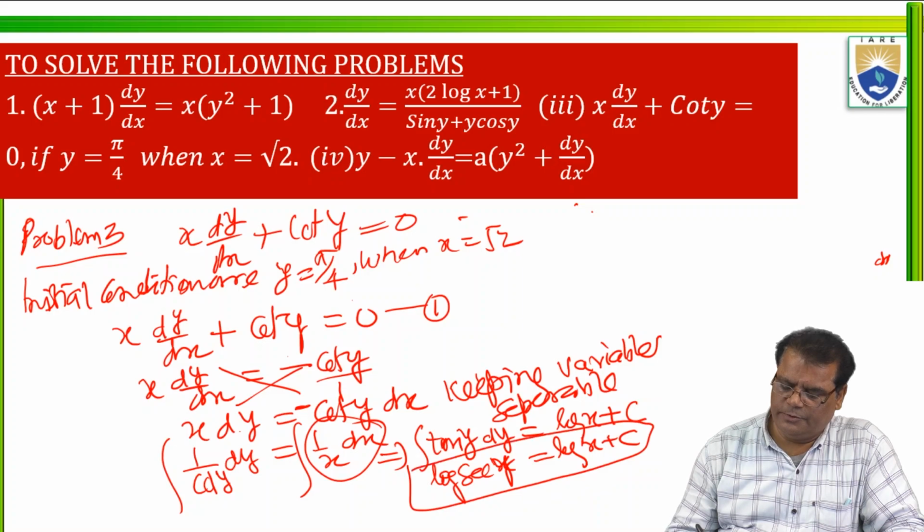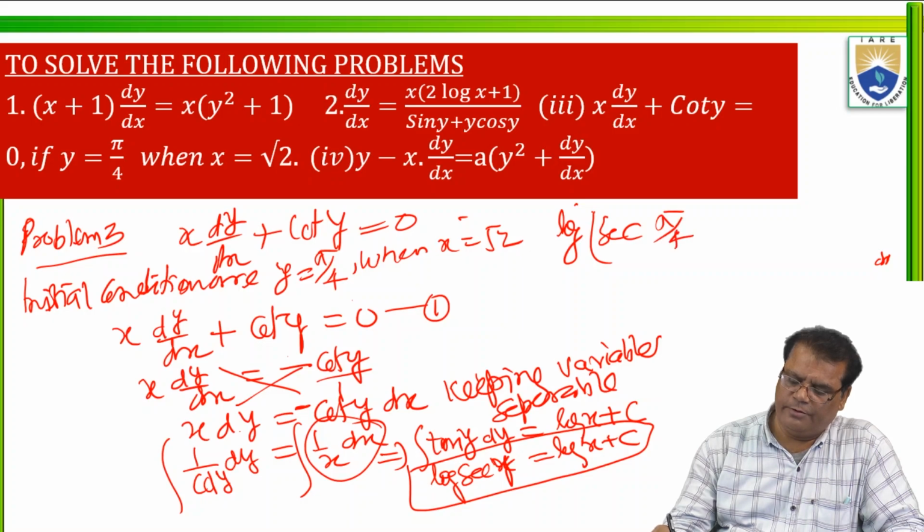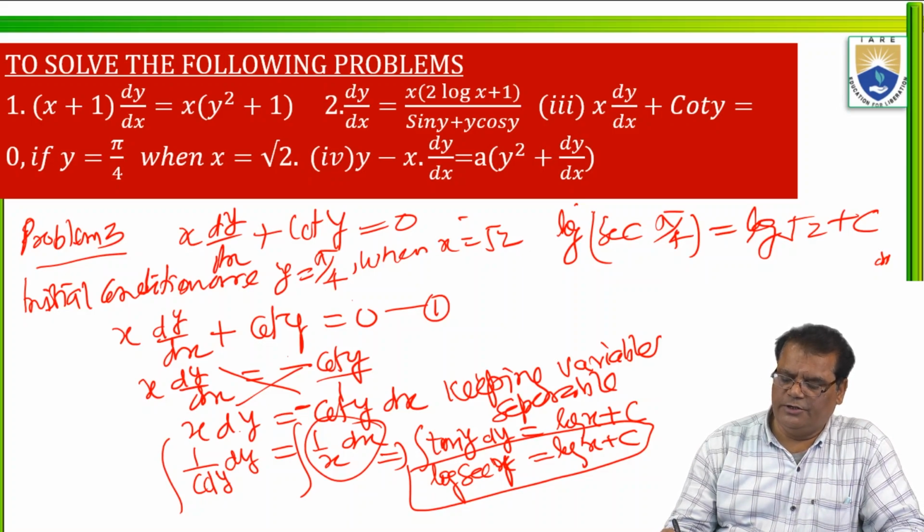This is the solution. Now apply the initial condition, putting y equal to pi by 4. So log sec y, with y equal to pi by 4, gives sec pi by 4 equal to minus log x plus c. Sec pi by 4 means sec 45, which is 1 upon cos 45, that is root 2.